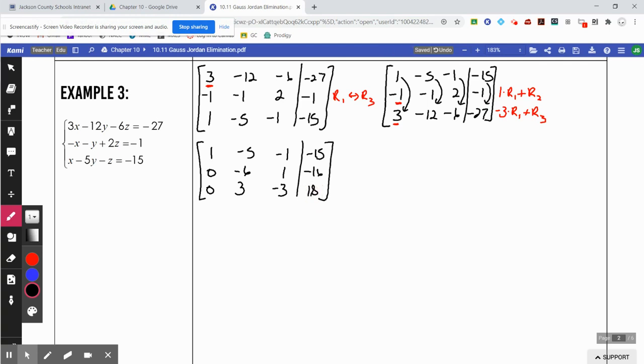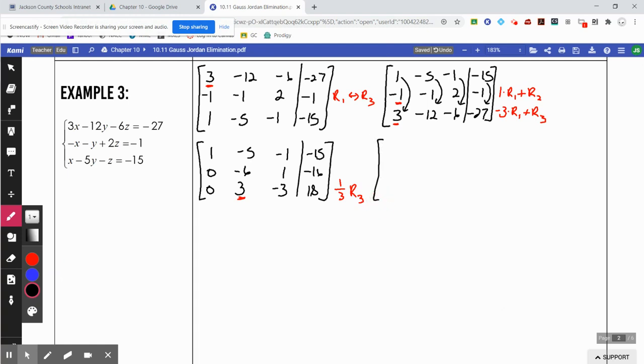Let's move on to the second column. So I need to turn this into a 1, and that's pretty ugly because I'd have to do negative 1/6, which would give me a fraction here and here. So what I'm going to do instead is turn this into a 1, and switch those two rows just to where I don't have to deal with as many ugly fractions. So to turn this into a 1, let's just go ahead and do 1/3 row 3, because again, notice there will be no fractions when you do that.